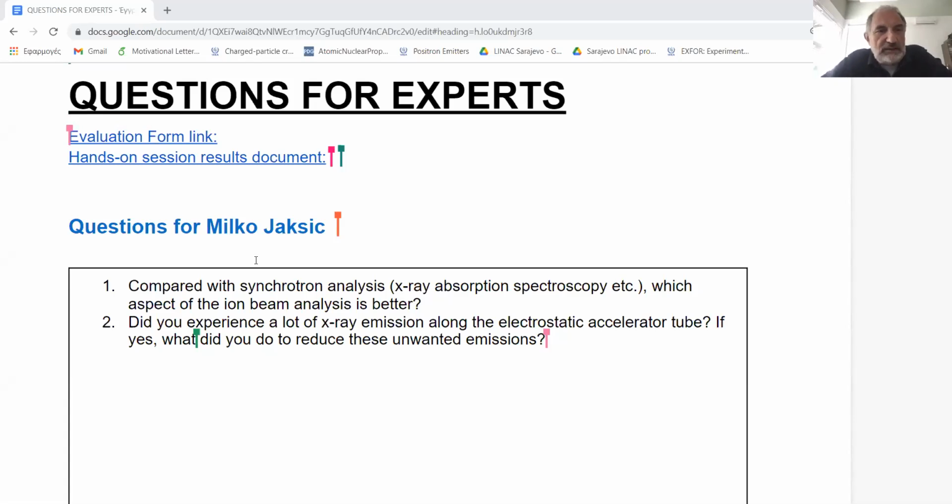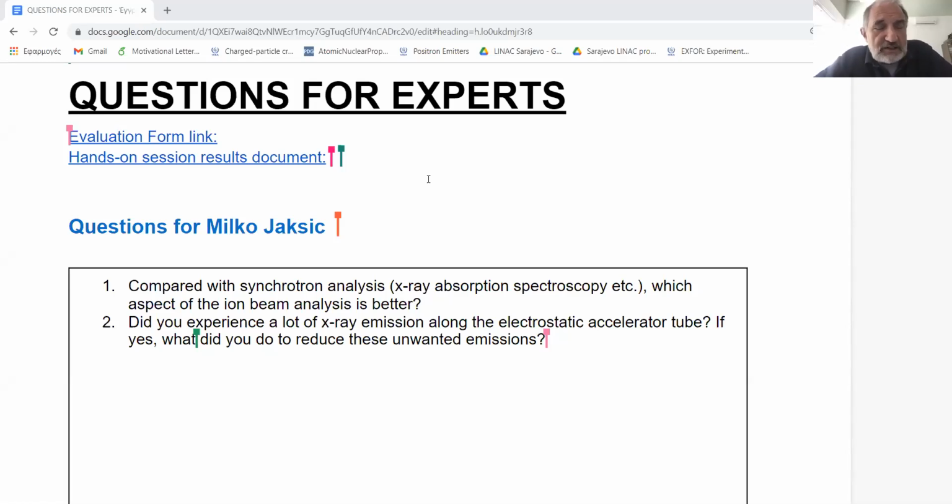Okay, so comparing with synchrotron analysis, which aspect of the ion beam analysis is better? Well, synchrotrons have an advantage. They are more accessible because they have many beam lines at one time. X-ray absorption spectroscopy at a synchrotron is better because it can give you information about the chemical composition. X-ray PIXE can give you only elemental composition.